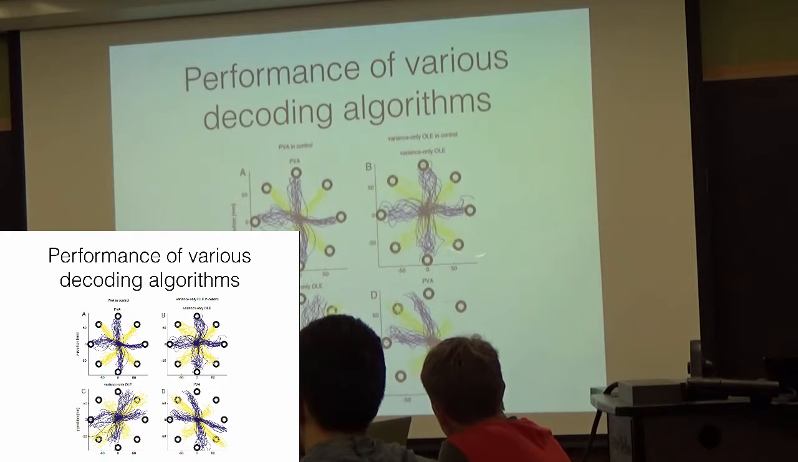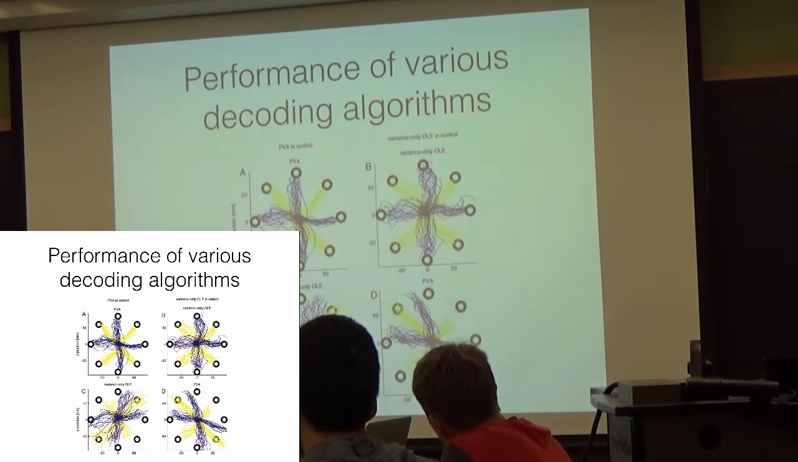Alternatively, we can train the monkey with an OLE. It learns a little bit faster because we correct for the natural biases in the system. But then if we switch it up to a PVA, the monkey starts making mistakes because, again, now our algorithm has accounted for the inherent nonlinearities, and the monkey is all of a sudden put into a different situation.